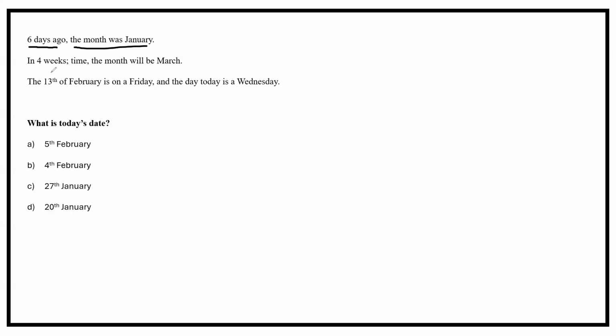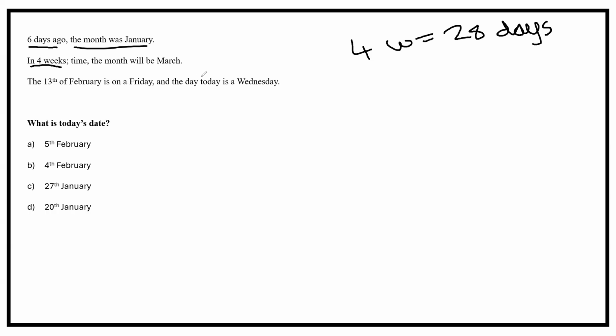All right, in 4 weeks' time, the month will be March. Now we need to know what 4 weeks means, as we need to be able to quantify that term, 4 weeks. What is it in numbers, okay? So 4 weeks equals 28 days. It's important we know that for this question, because 1 week is 7 days, so 7 times 4 is 28 days. So in 28 days' time, the month will be March.